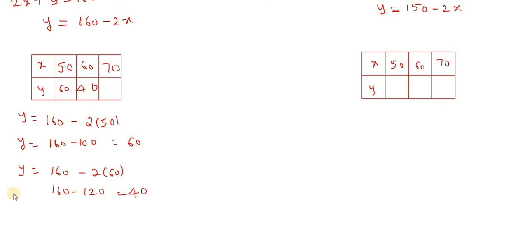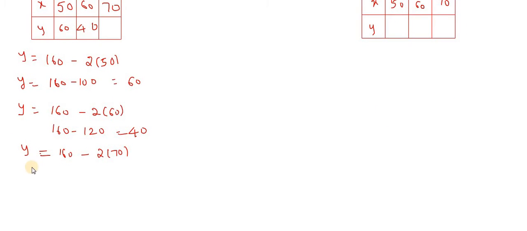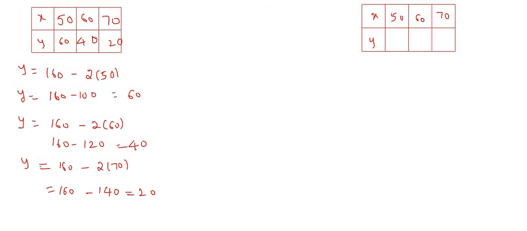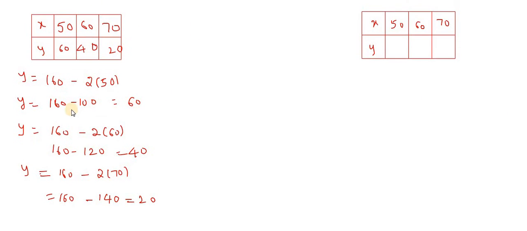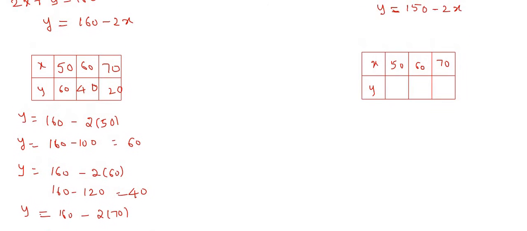Then we took 70, so y is equal to 160 minus 2 into 70. 2 into 70 is 140, so 160 minus 140 is equal to 20. So this is the table. Similarly, here also you can do the same.